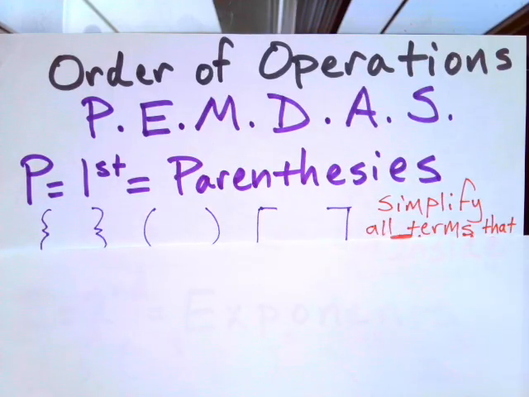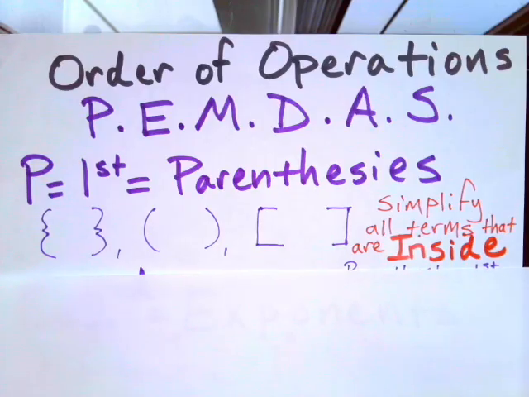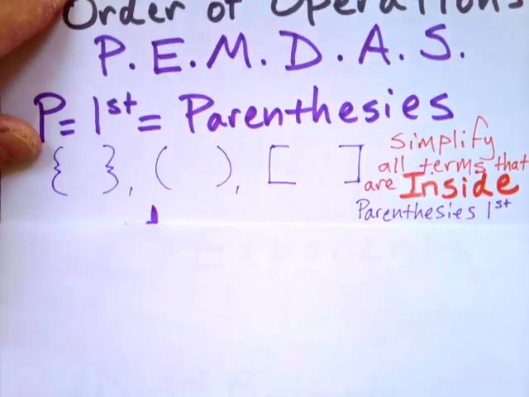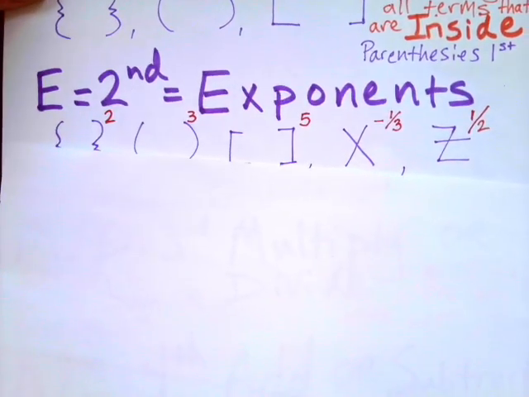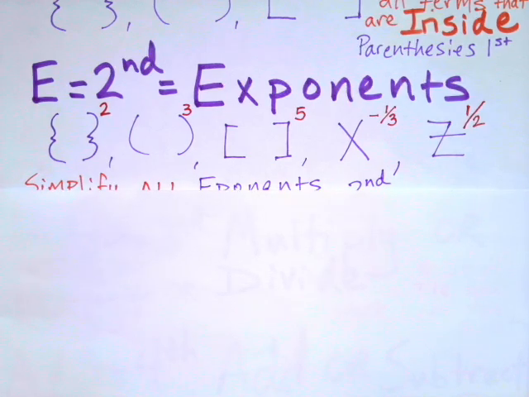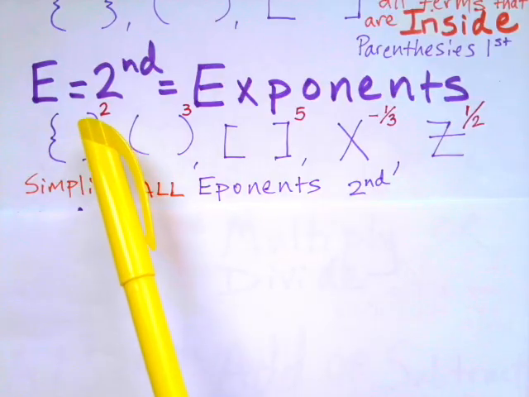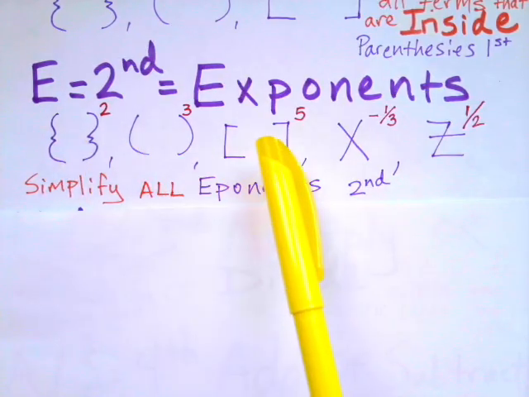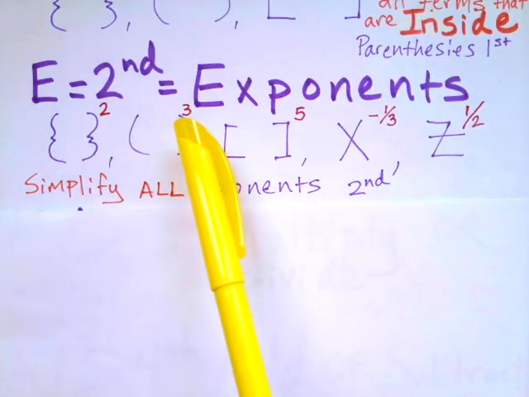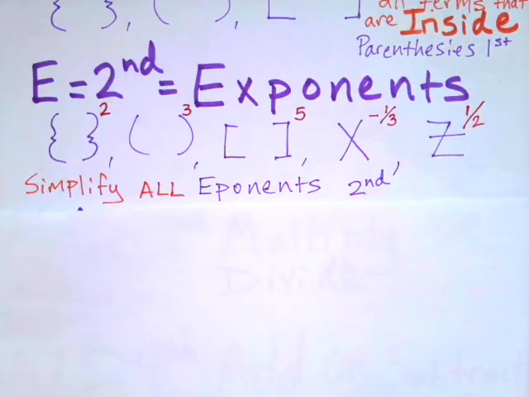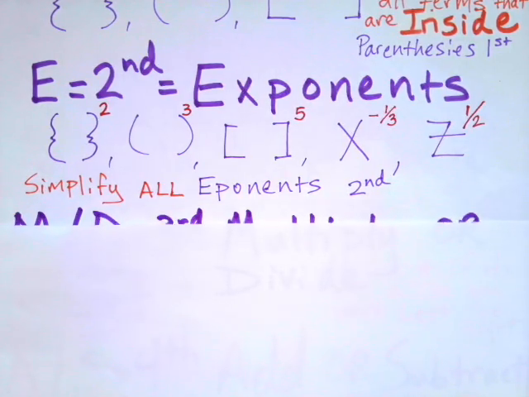Again, parentheses. Here are some examples of the parentheses you would be looking at. And again, you want to simplify all of the terms inside the parentheses first. Next, you are going to secondly work on simplifying exponential powers or exponents. Simplify all exponents second. So here are some examples of exponential values around parentheses. We got power to the 2, power to 3 to the 5th power, a negative 1/3 exponential power, and a 1/2 exponential power there. So again, you want to simplify all exponents.